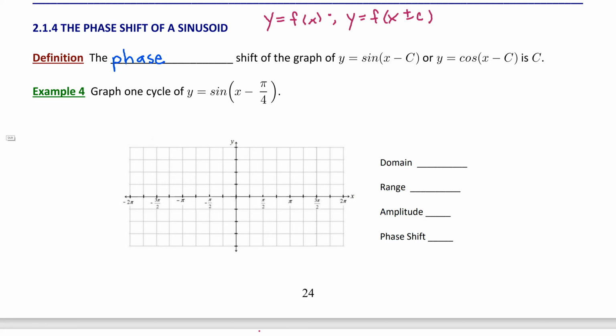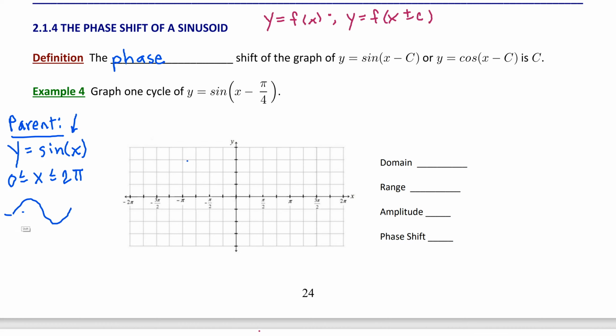Now, observe that the parent function for the graph we're considering is the graph y equals sine of x. Sine of x completes one fundamental cycle over the interval from 0 to 2 pi. So as the argument x ranges between 0 and 2 pi, the sine wave hits all 5 key points in that roller coaster shape. The new graph is going to hit all 5 key points, but it's going to be shifted to the right by pi over 4 units. So we can see here that the phase shift is pi over 4 units.